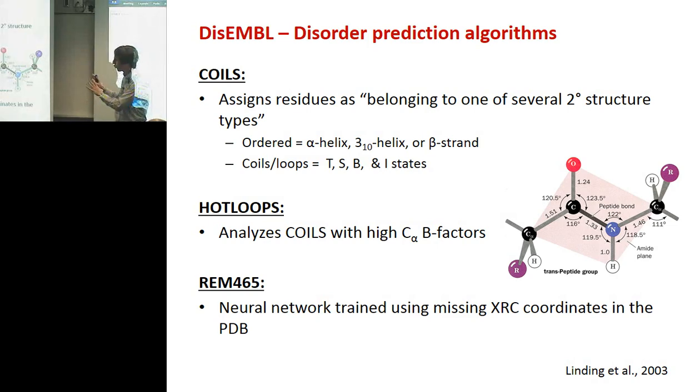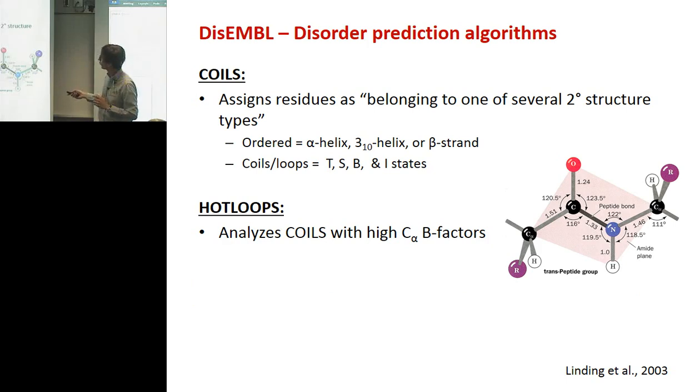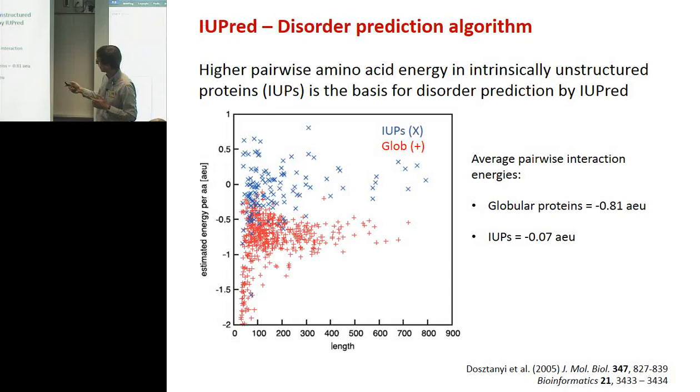Okay, so those are the algorithms, and what we end up doing for this sample is using only hot loops and RIMAR 465, because they tend to give fewer false positives than coils. Coils gives a high positive rate for proteins that are known to be crystallized, but I still consider disordered. And of course, we use the other algorithm that we know works and is considered pretty robust, IUPRED.